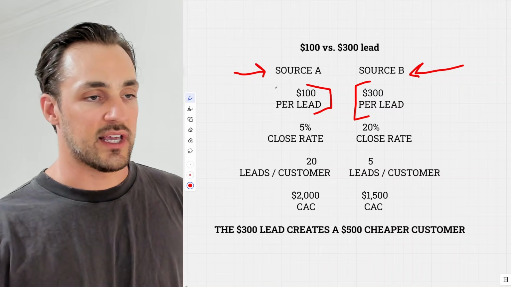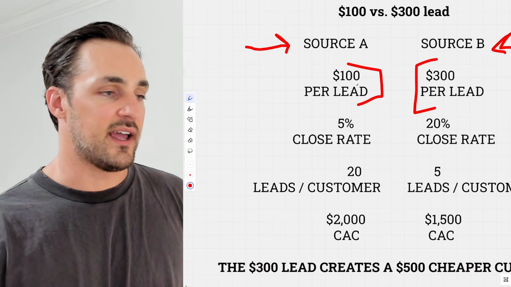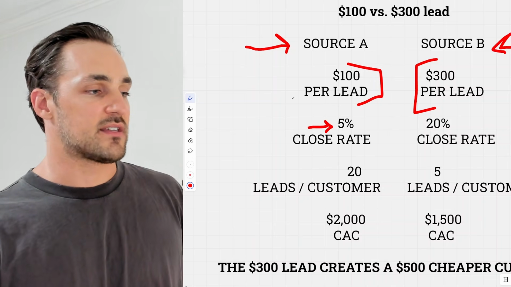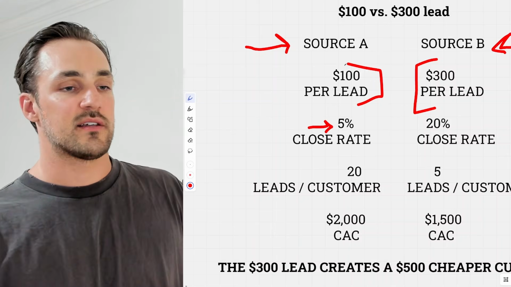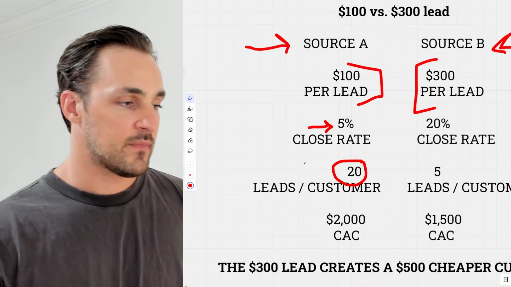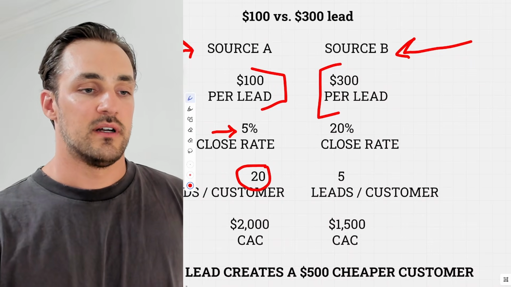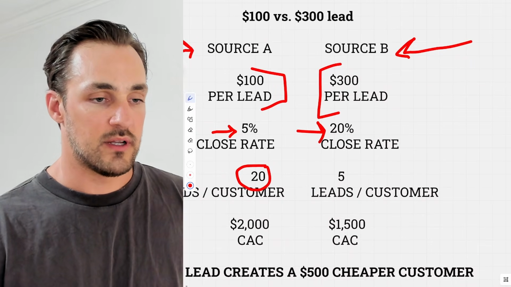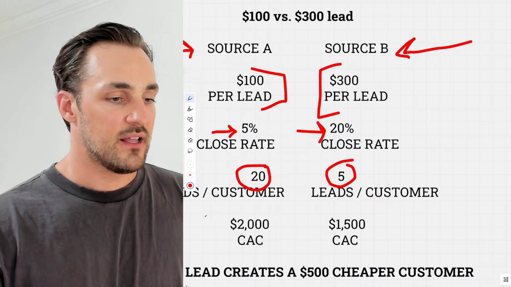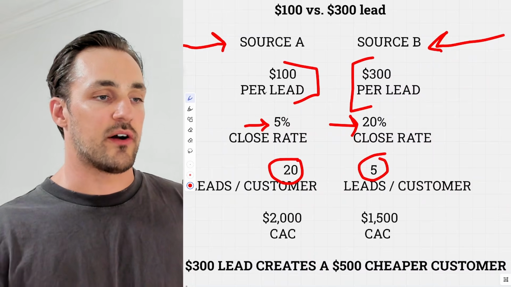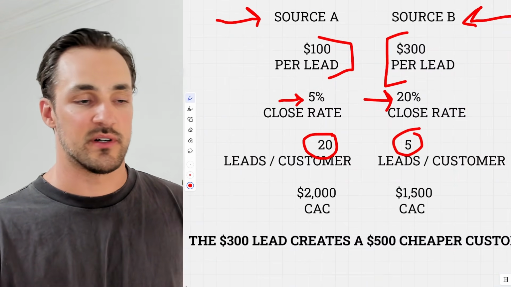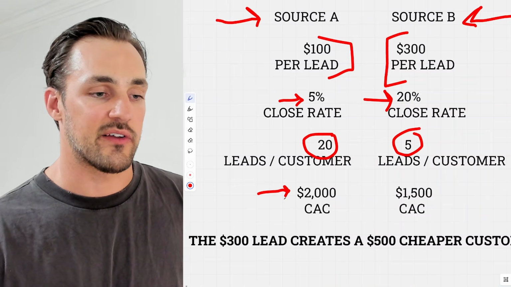So again, looking at both of these examples, source A, $100 lead, they have a 5% close rate. That means that for every 20 leads, we'll create one customer, 5% close rate. Now let's look at source B. If you have a 20% close rate, that means one of every 5 leads becomes a customer. That means for source A, $100 cost per lead, 5% close rate, one close for every 20 leads means you have a $2,000 cost to acquire the customer.